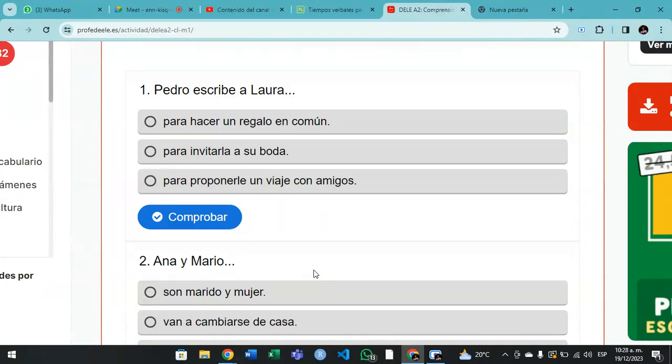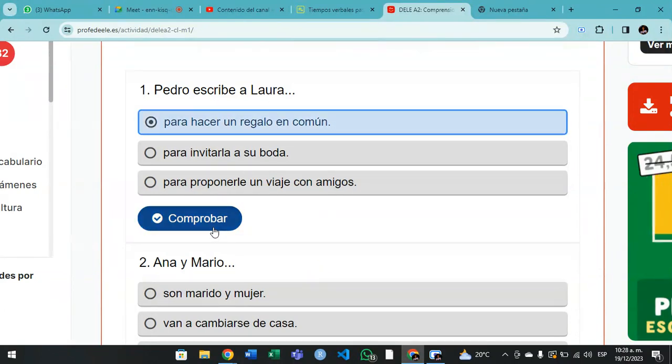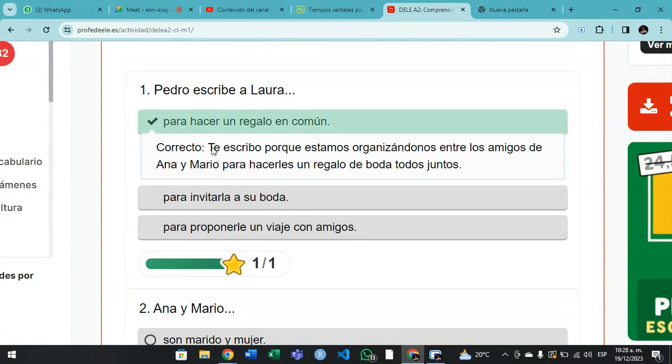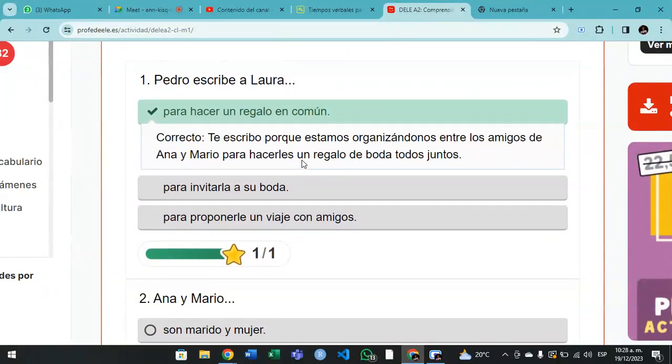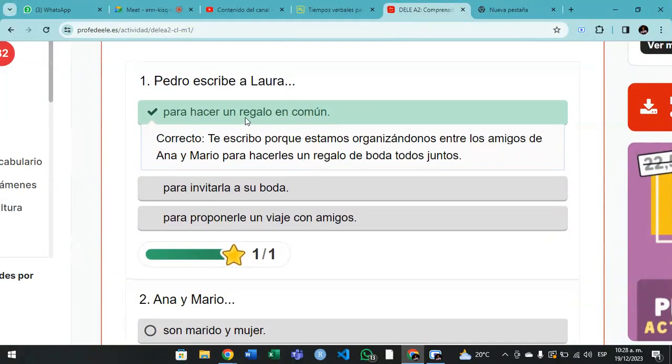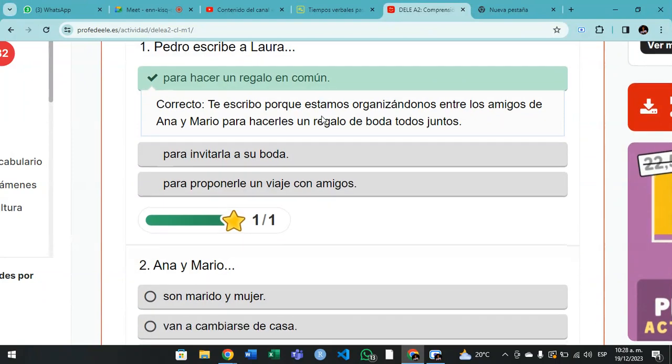I think... okay. I think it's A. Yeah, I think it's A, because in the email it says, "Te escribo porque estamos organizándonos entre los amigos de Ana y Mario para hacerles un regalo de boda todos juntos." So all together, so a gift in common. Right.